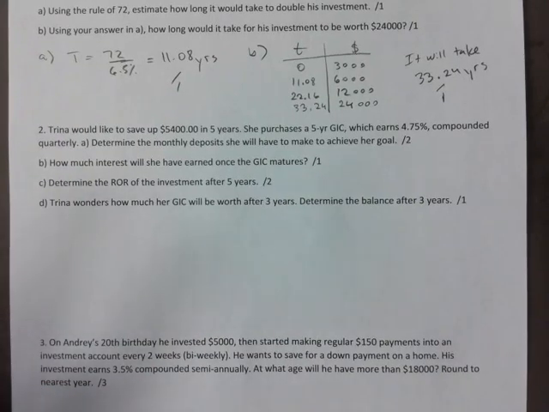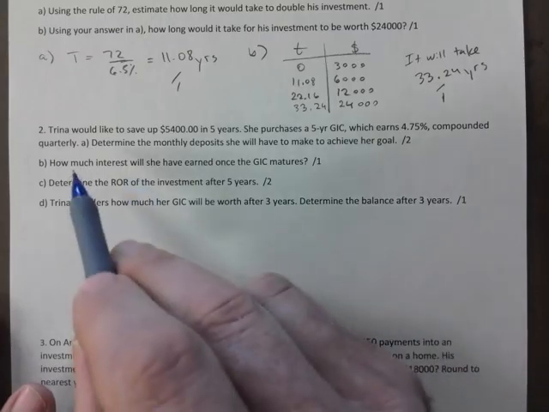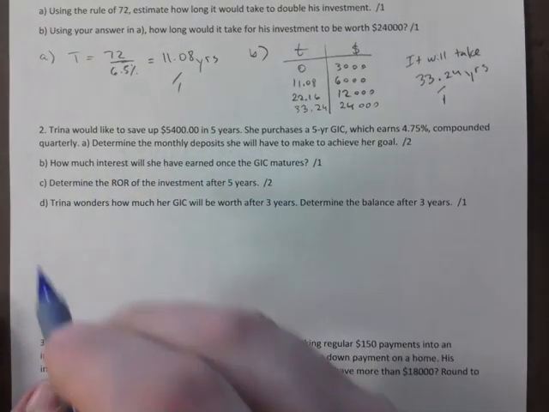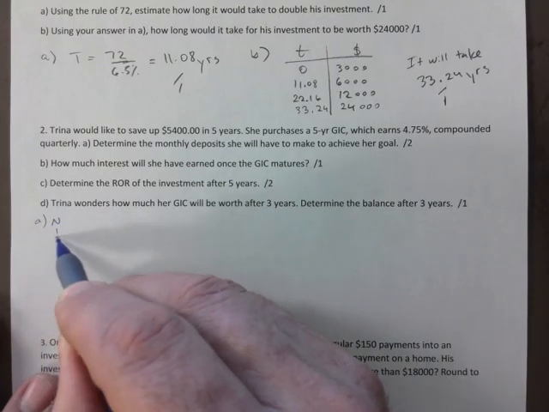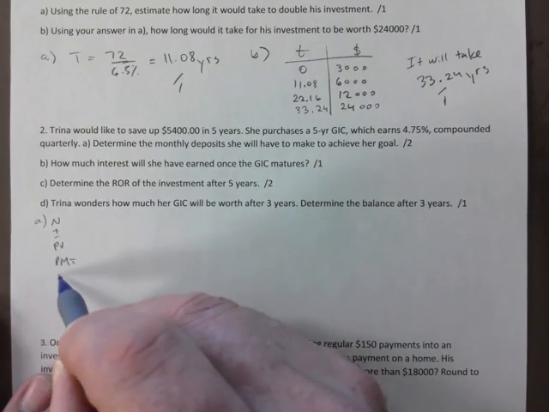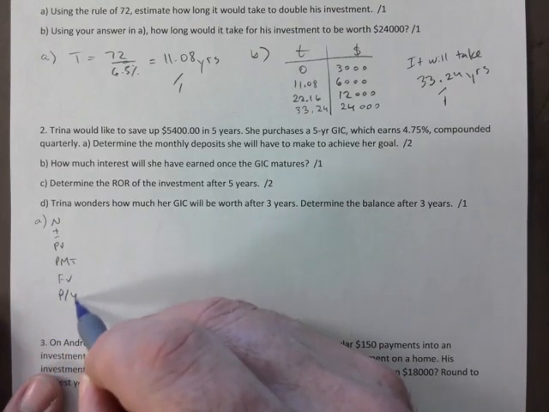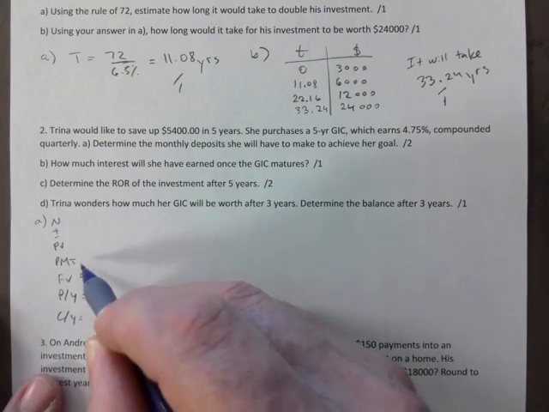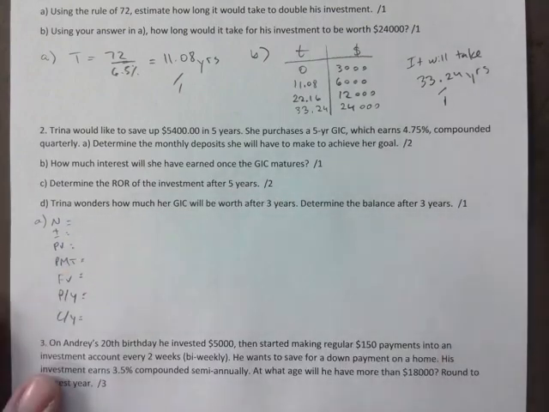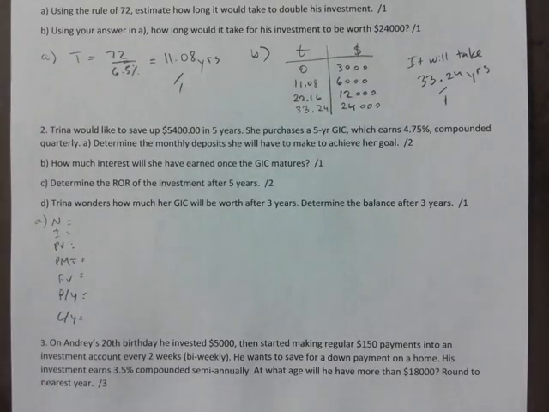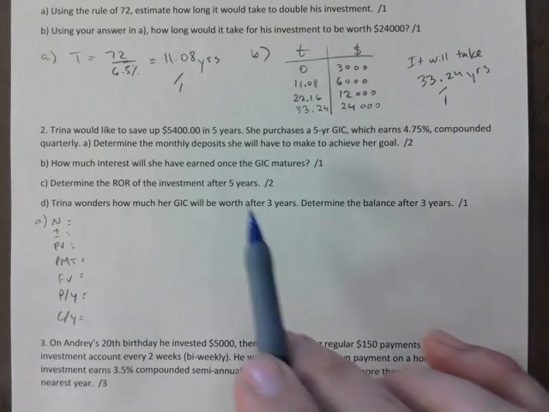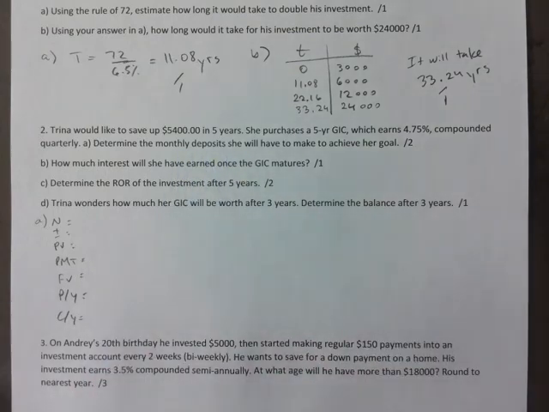Next, Trina would like to save up $5,400 in 5 years. She purchases a 5-year GIC, Guaranteed Investment Certificate, which earns 4.75% compounded quarterly. A, determine the monthly deposits needed to get to the goal. I wish I would have this just printed sometimes, but the province won't. They want you to figure out that the TVM solver is needed. And how do you know it's TVM solver? It's making a reference to monthly deposits, right? So there's no other way.